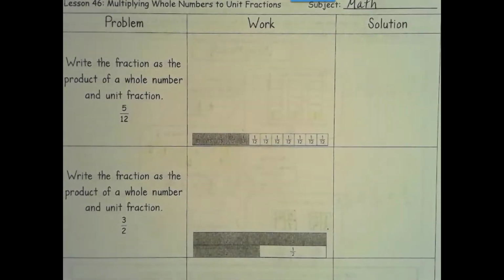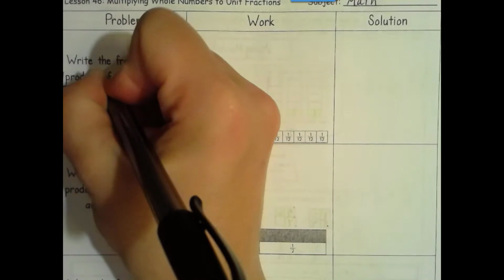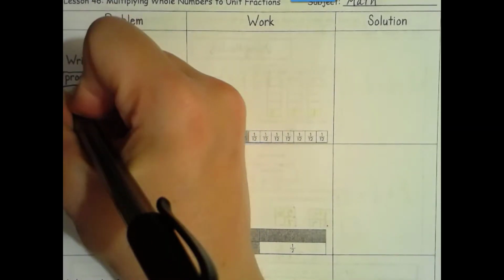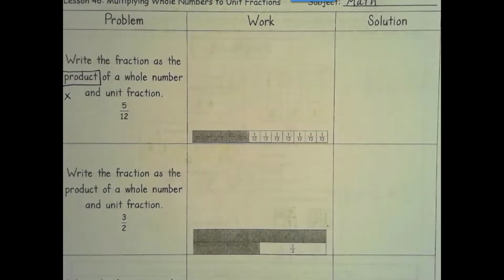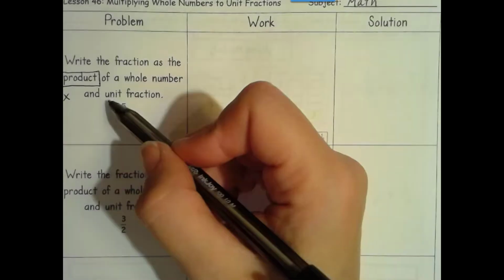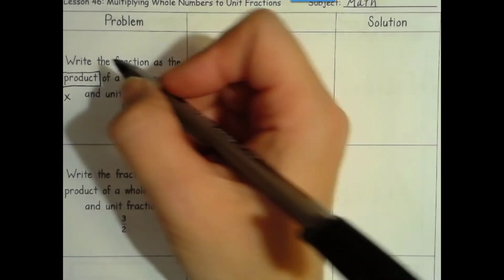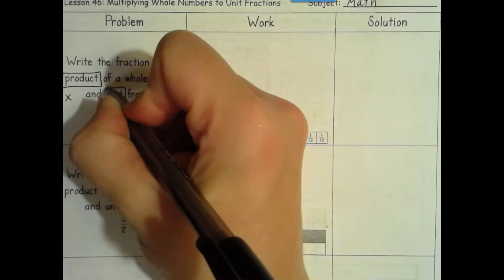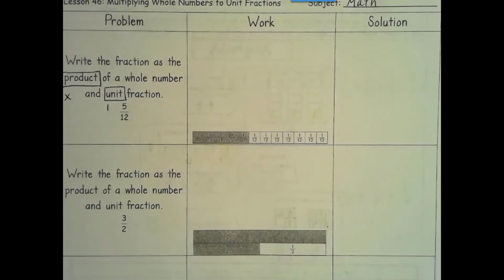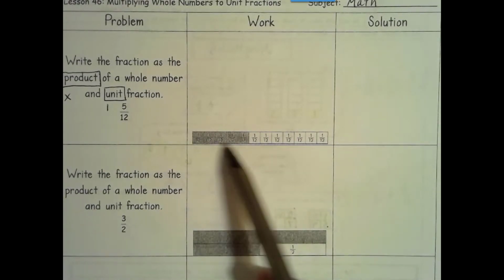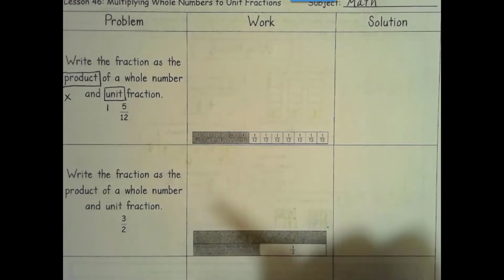Alright, so here we're looking at writing a fraction as the product. Now, product means that we're looking at the answer to a multiplication problem. So we need to write it as a product, or a multiplication problem, of a whole number and a unit fraction. So we're looking at just one unit. Unit, when we see that, tells us we're looking at just a 1 of 5/12. So we have this fraction bar here to help us.